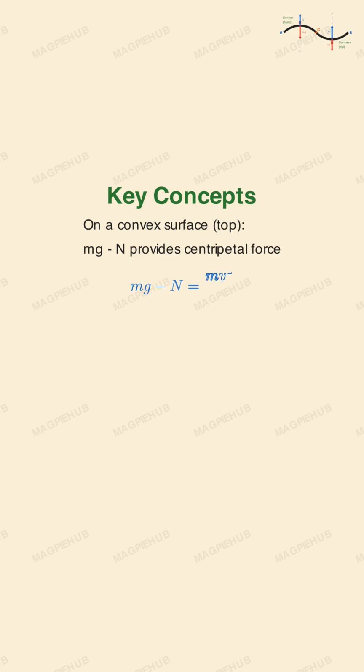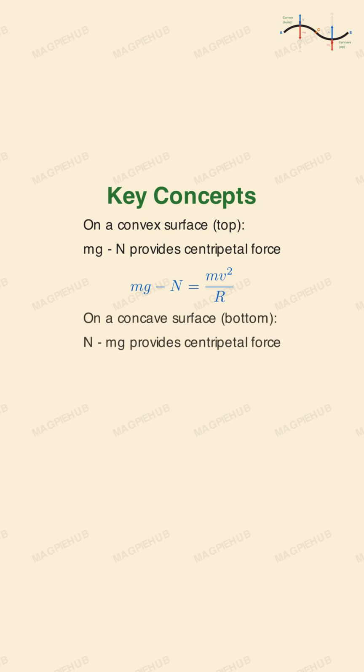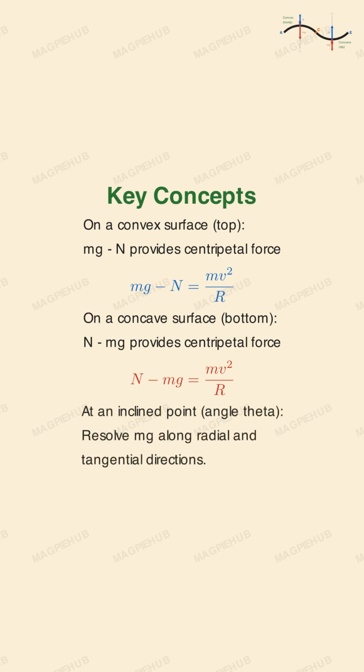The key concepts. On a convex surface, at the topmost point, the weight mg minus the normal force N provides the centripetal force, mv squared over r. So the normal force is less than the weight. On a concave surface, at the bottommost point, the normal force minus mg provides the centripetal force. So the normal force is greater than the weight. At any inclined point making angle theta with the horizontal, we resolve mg into radial and tangential components. The radial component is mg cos theta, and the tangential component is mg sin theta. Friction must balance the tangential component for constant speed.